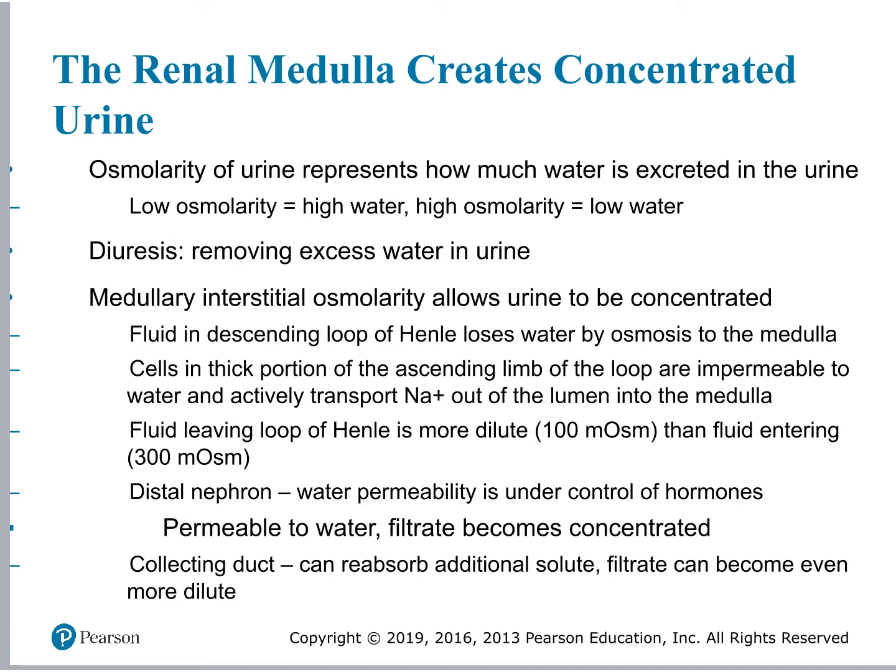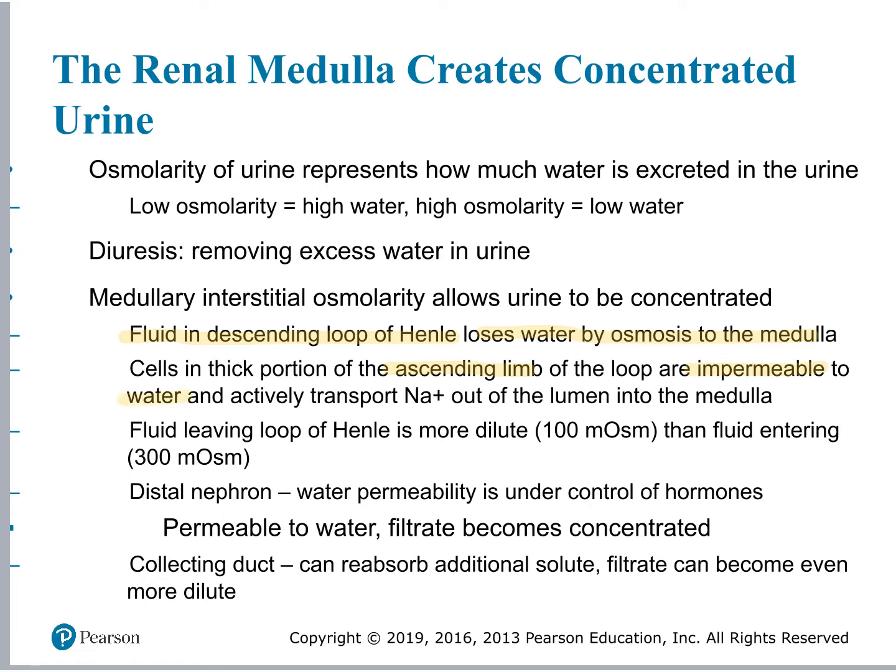One of the things to remember is that the medulla, the tissues, has a high osmolarity, especially as we get closer to the renal papilla. So that means that the fluid that's in the descending loop of Henle is going to lose water to the medulla, and then that water that's lost into the medulla will then be picked up by the peritubular and the vasa recta capillaries. And then the cells in the ascending limb of the nephron loop, they're impenetrable to water.